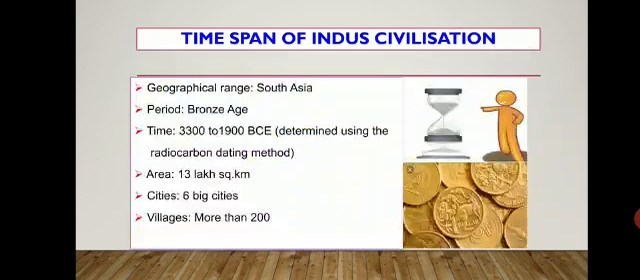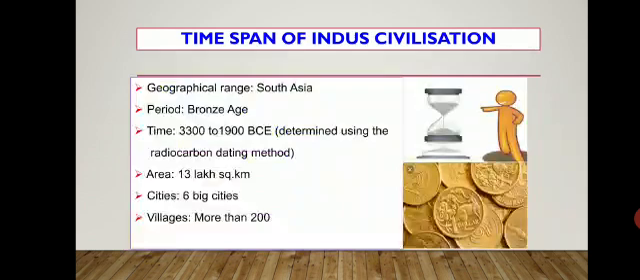Next topic is the time span of Indus civilization. Its geographical range is South Asia. Its period is Bronze Age. Bronze தமிழ்ல வெண்கலம்னு சொல்லுவோம். Time 3300 to 1900 BCE, determined using the radiocarbon dating method. Dear students, I will explain radiocarbon in detail at the end of this video. Its area is 13 lakh square kilometers, and there are 6 big cities and more than 200 villages. Bronze Age means a historical period characterized by the use of articles made of bronze.